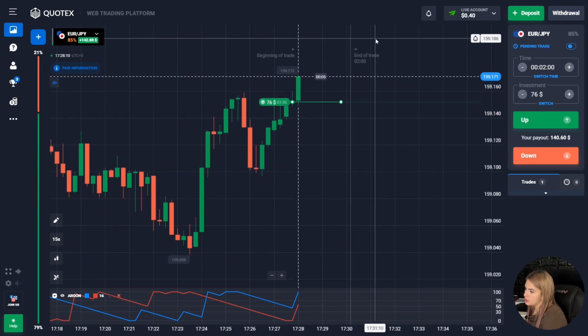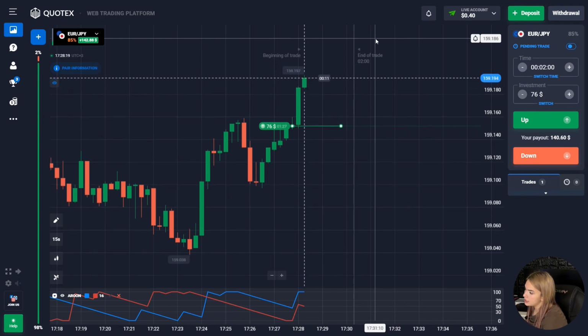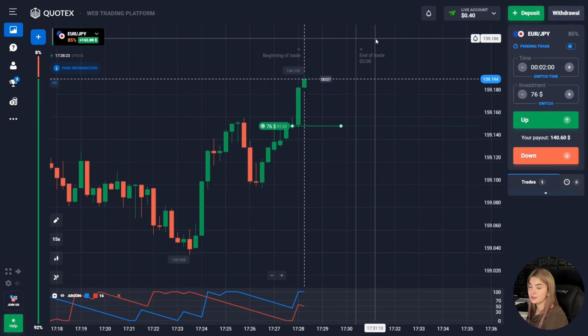And also in this situation, I took the time of 2 minutes with a margin, taking into account the possible consolidation or rollback of the price down. As you can see, our price is showing good growth now, and let's wait for the result of our deal.